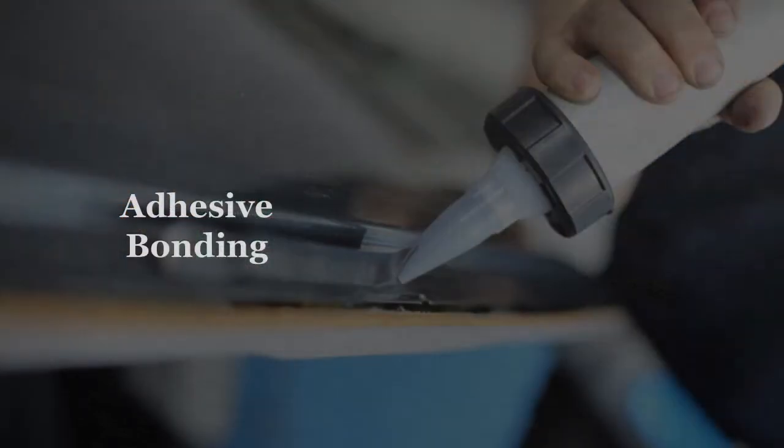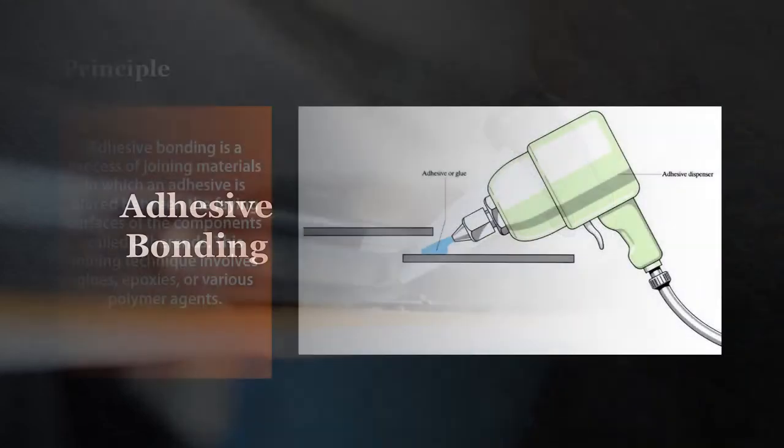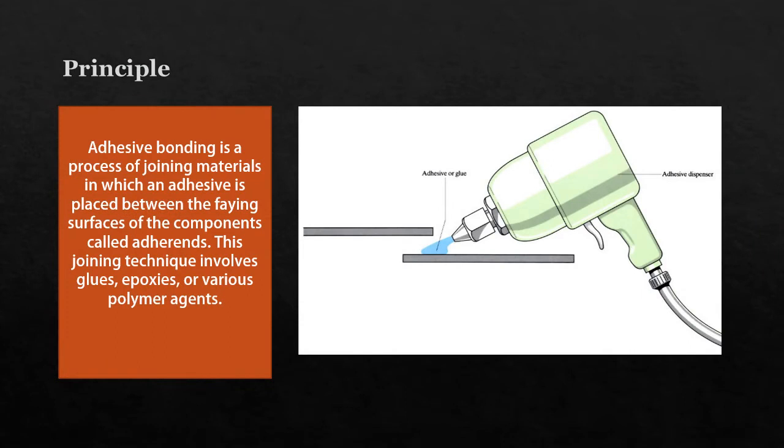The next is adhesive bonding. Here we will see how adhesive bonding works. Before that, let's see what the principle of adhesive bonding is. Adhesive bonding is a process of joining materials in which an adhesive is placed between the mating surfaces of the components, called adherents. This joining technique involves glues, epoxies, or various polymer agents.